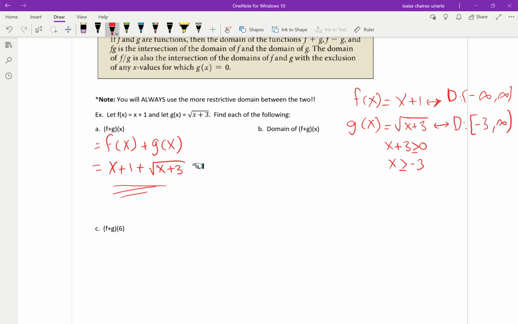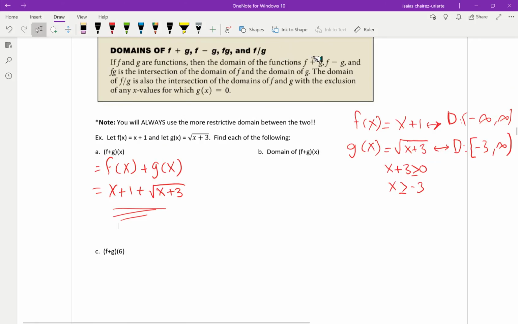Okay. So we started with these two functions, f of x and g of x. We created a new function, f plus g of x. Great. What's the domain of this new function? Well, according to our little guideline up here, the domain of the sum is just the intersection of the domains of f and the domain of g, of the two original ones. That's why we found the domains of the two original ones earlier.